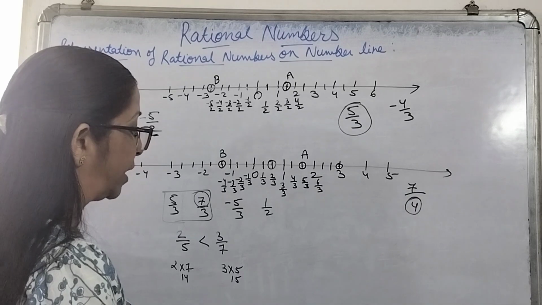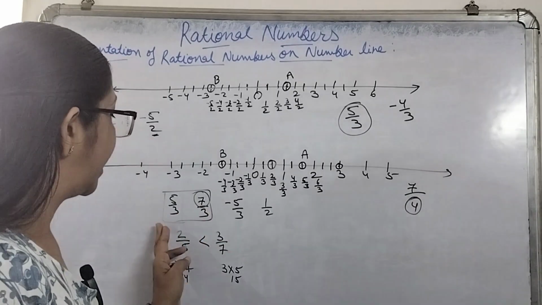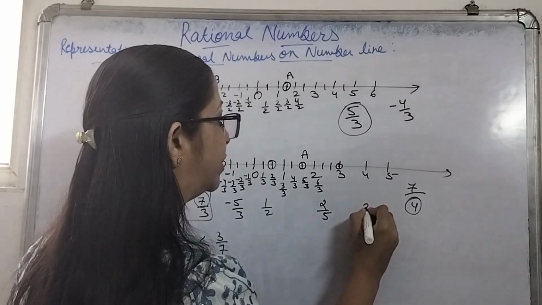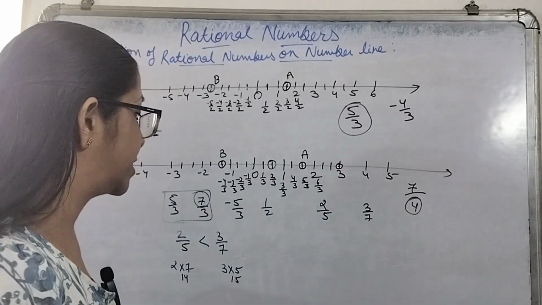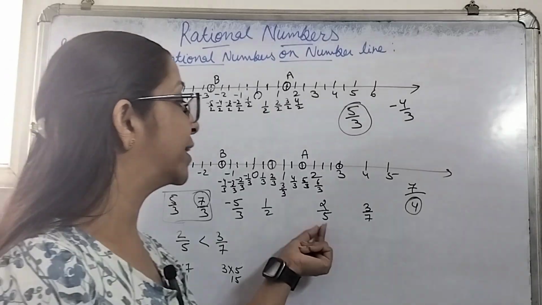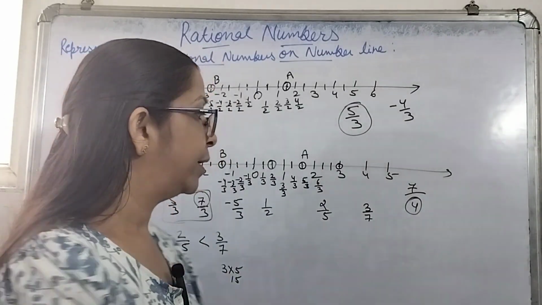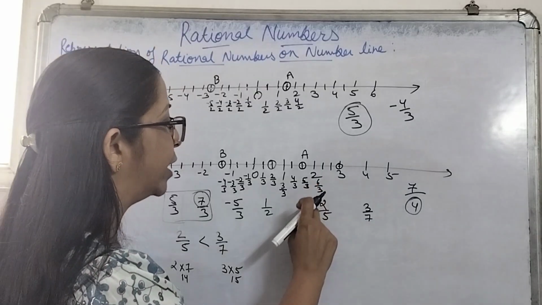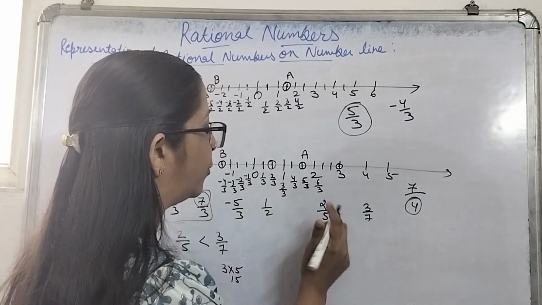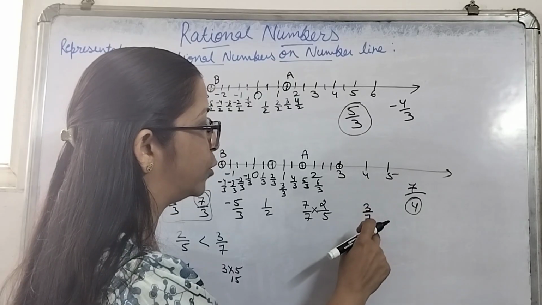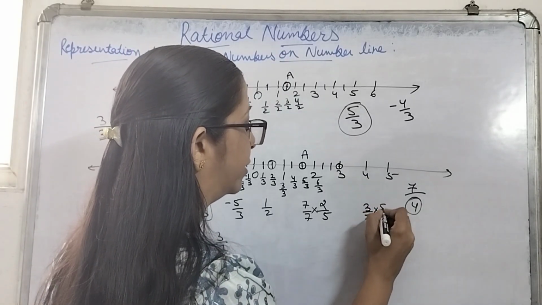Similarly, say we have to check 2 upon 5 and 3 upon 7 only. We have to compare these. That was one method, the cross multiplication method. Another method could be to make the denominators equal by multiplying and dividing by the same number. So we multiply and divide 2 upon 5 by 7, and we multiply 3 upon 7 by 5.